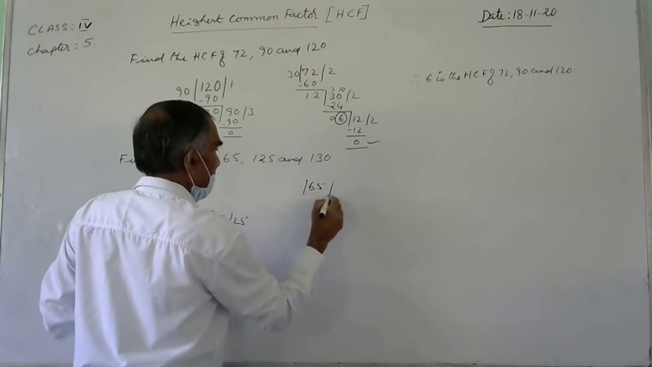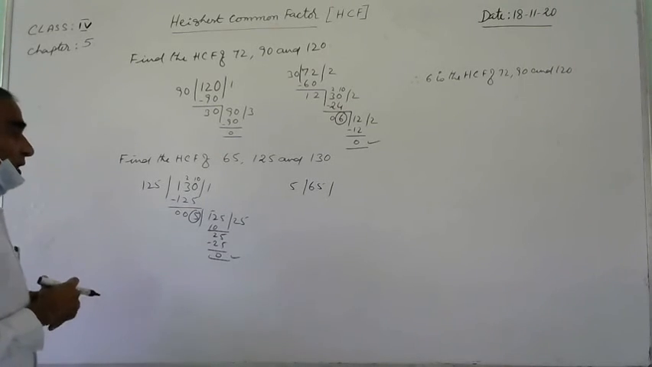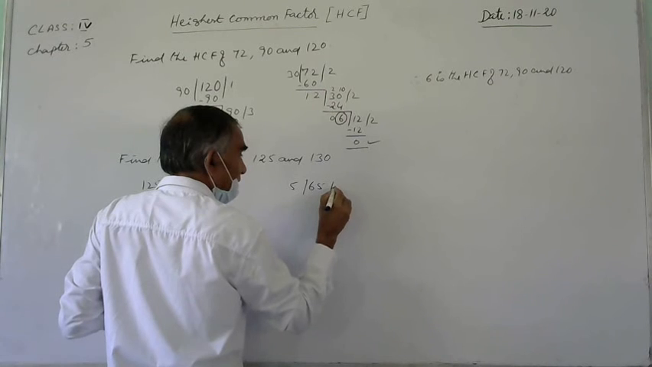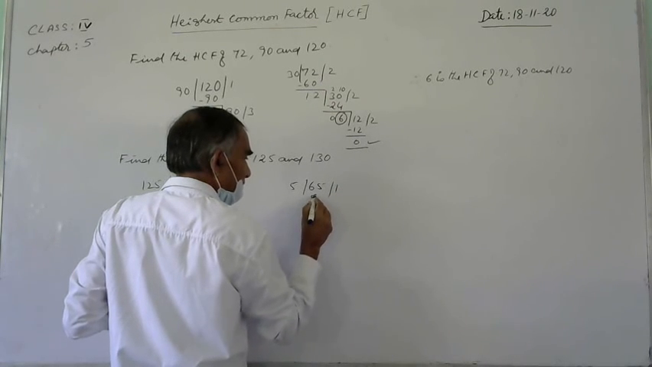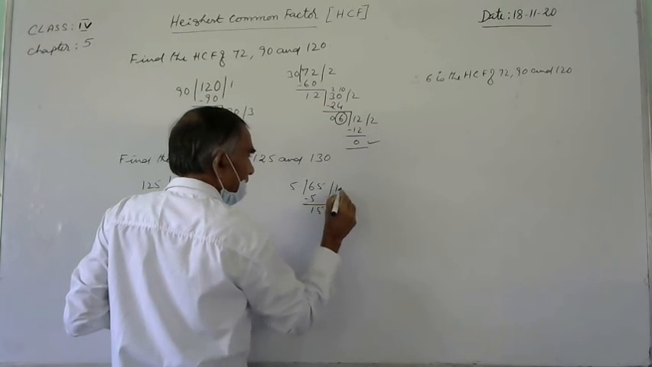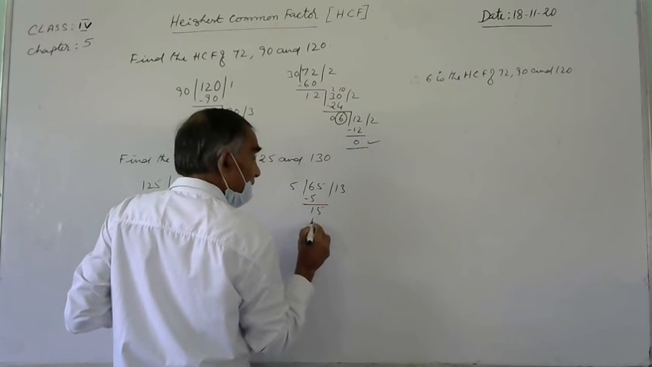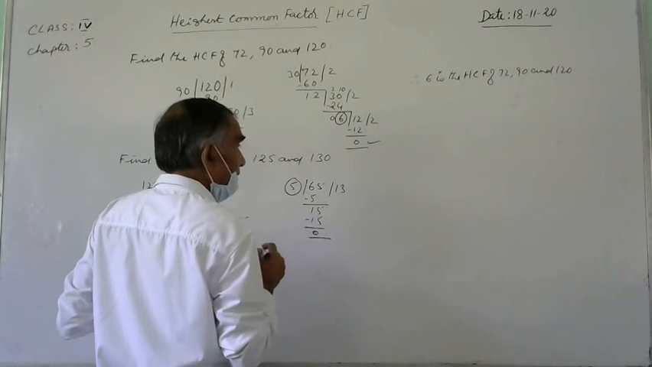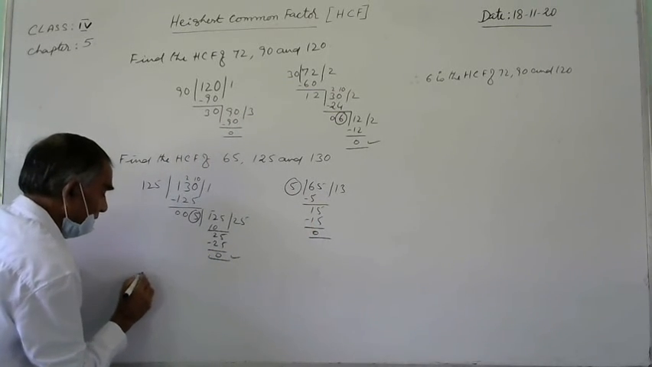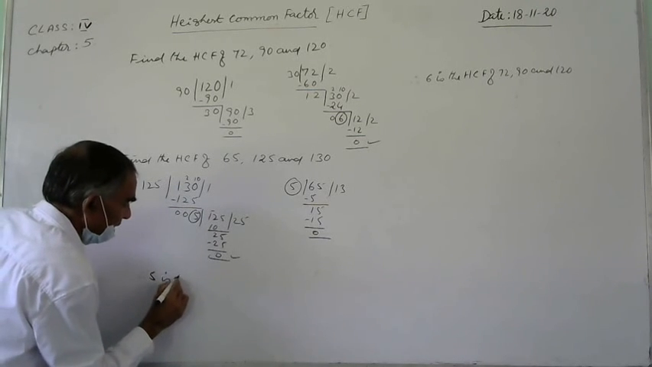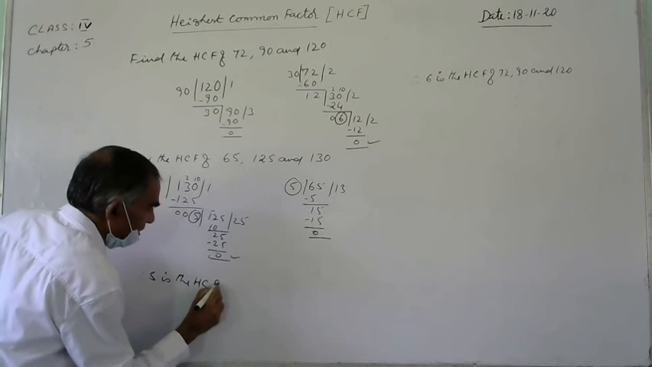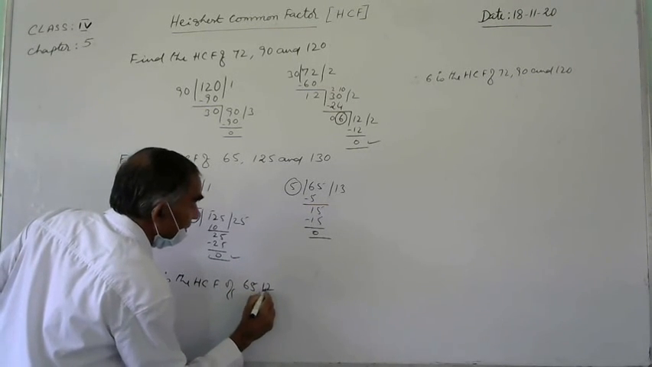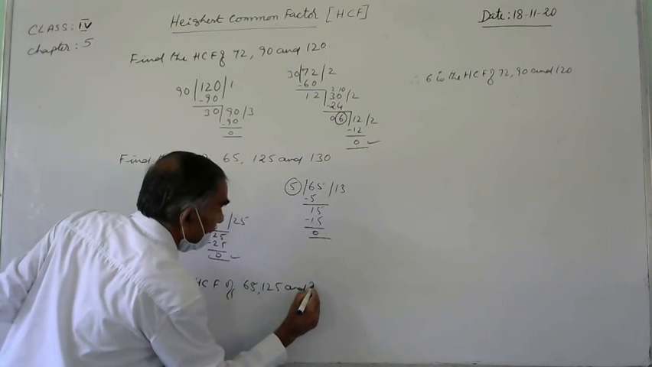65. इसको 5 से, here 5 13s are 65. Here also see 5, answer 5. 5 3s are 15. अब 0 मिला किससे? 5 से. It means therefore 5 is the HCF of 65, 125 and 130.